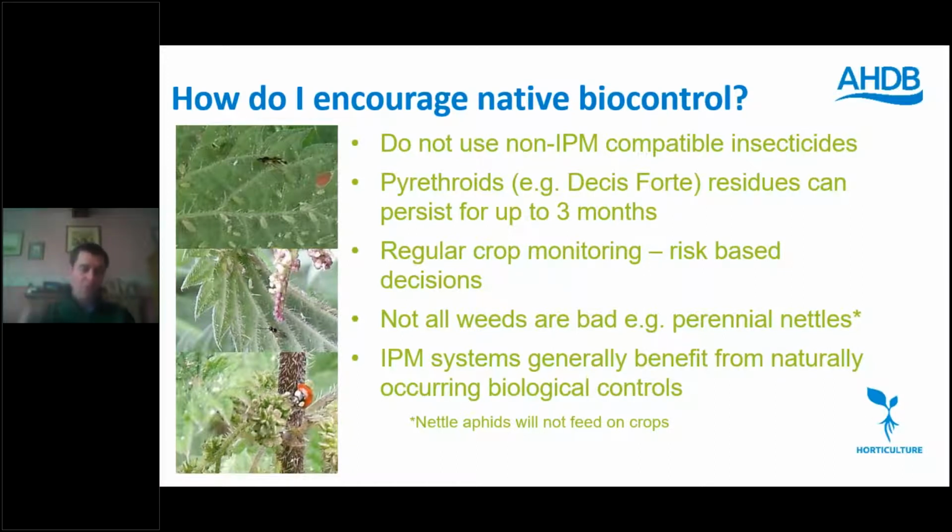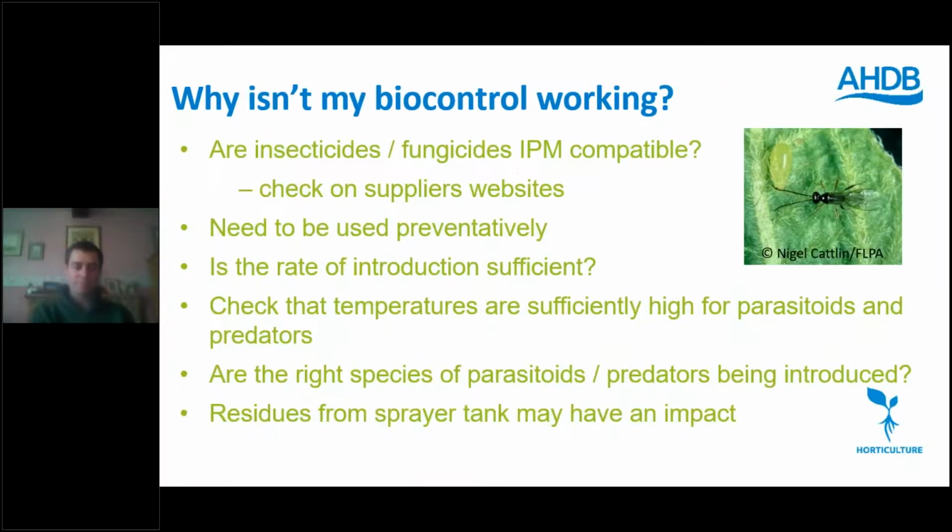And where you have got integrated pest management systems, you do generally benefit from naturally occurring biological controls moving into a crop in some forms. Next slide. So sometimes biological control doesn't work, and this slide looks to explore why that is. So are the insecticides or fungicides you're using compatible with the predators or parasitoids you're using?